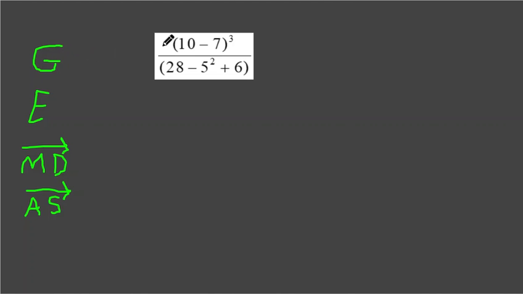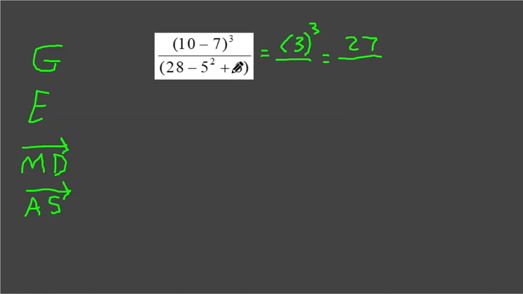Do I have any groupings? I do. I have 10 minus 7. Well, 10 minus 7 is inside the parentheses, and 10 minus 7 gives me 3. So I'm still working on the top of this fraction here. So now I have 3 to the third power, or 3 times 3 times 3. 3 times 3 times 3 gives me 27. So I've solved the top of my fraction bar.